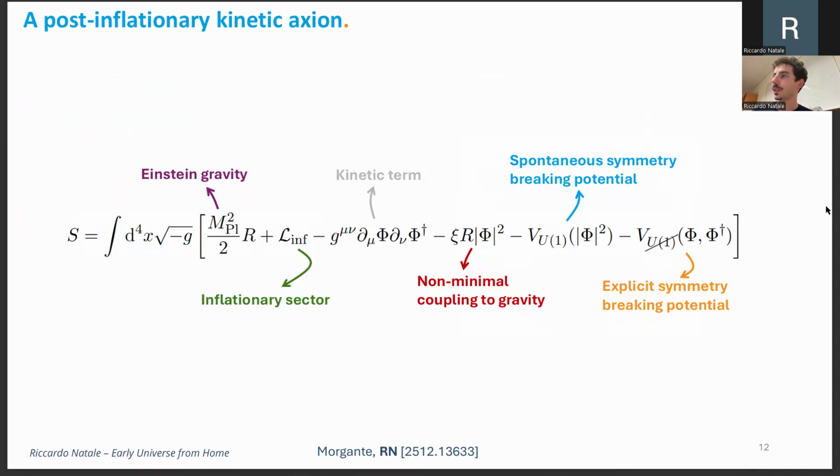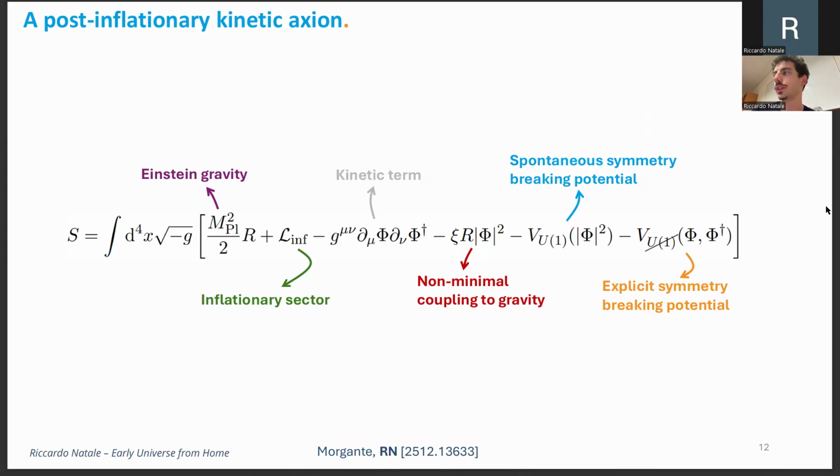So in our model, we just rely on this action where we can easily recognize the Einstein gravity and inflationary sector, a kinetic term for the Peccei-Quinn field, and a new ingredient, which is the non-minimal coupling to gravity, which I want to stress is quite natural in this EFT, since it is U(1) symmetric and also can come from group renormalization in curved spacetime.